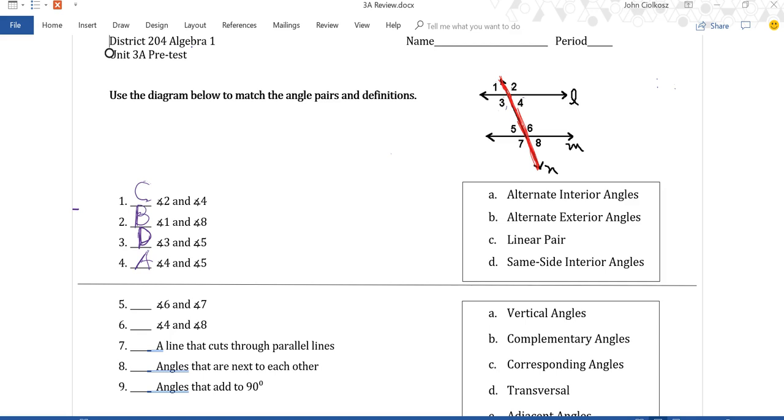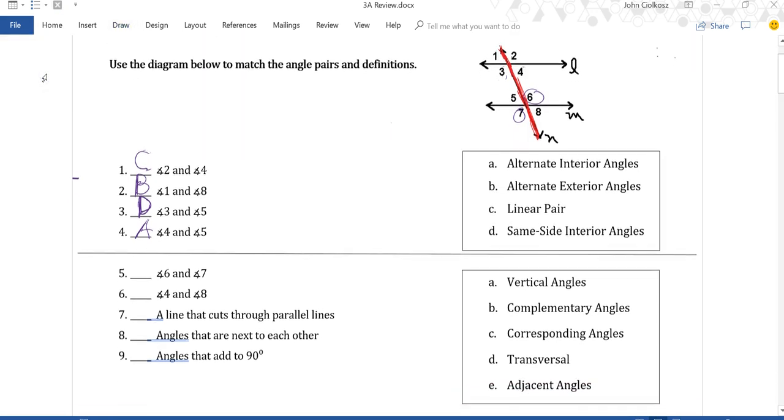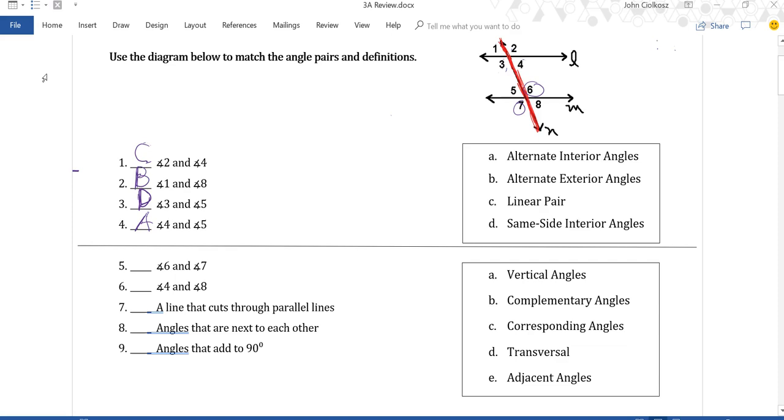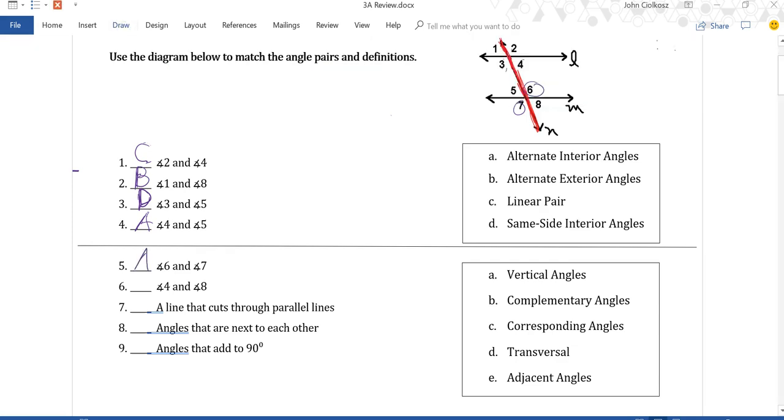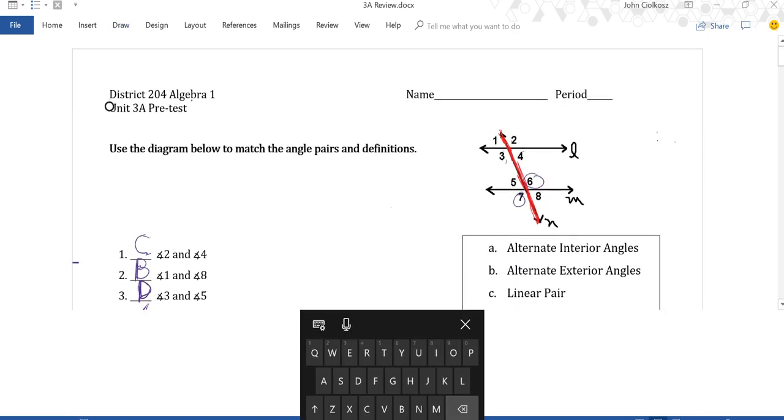On to our next part here, we have 6 and 7. Looking at our choices, let me scroll down a bit here so we can see. 6 and 7, those are going to be our vertical angles because they meet at an intersection. So they meet at the intersection of that transversal and line M, and then they're across from one another. So that's how we're going to identify that as our vertical angles.